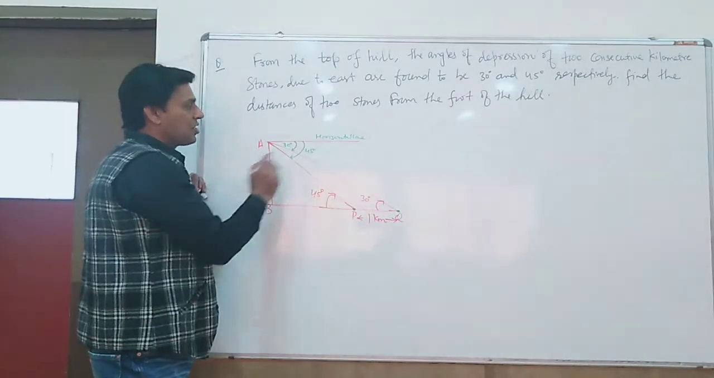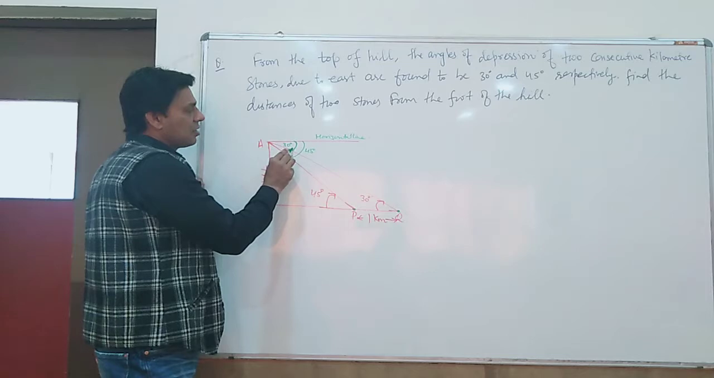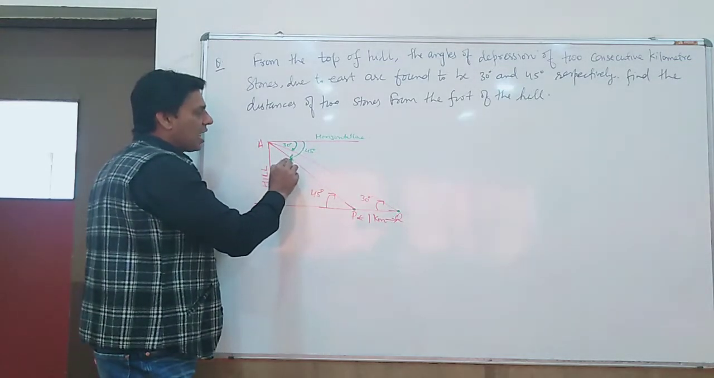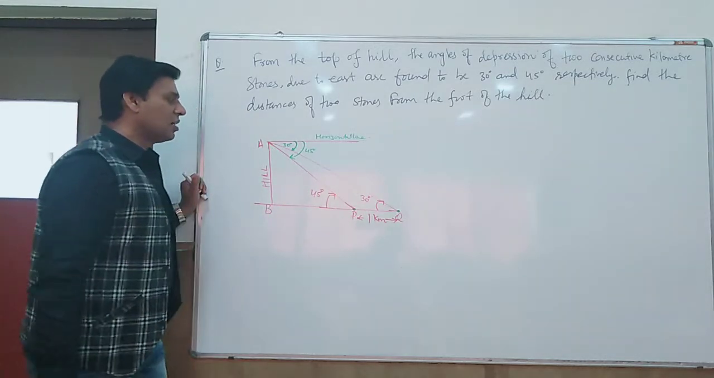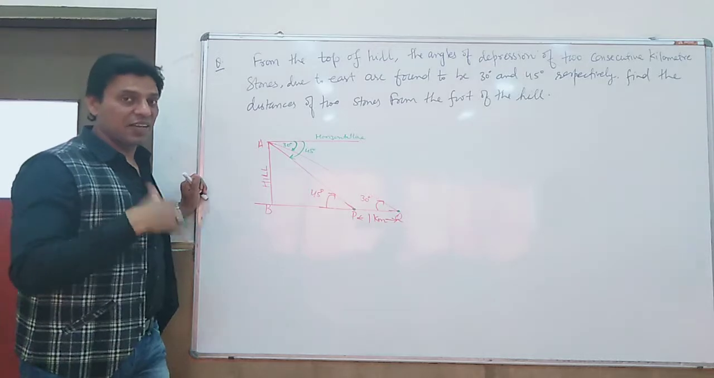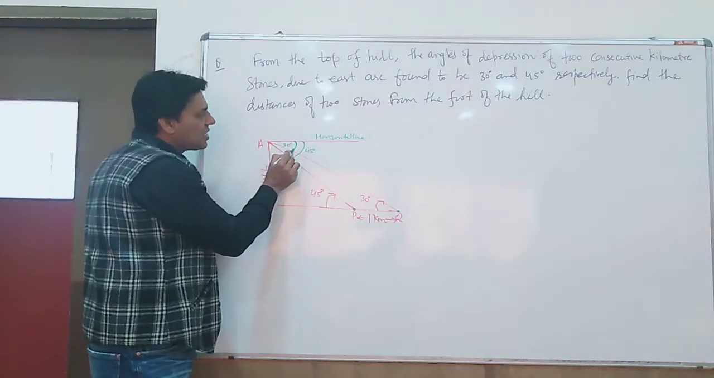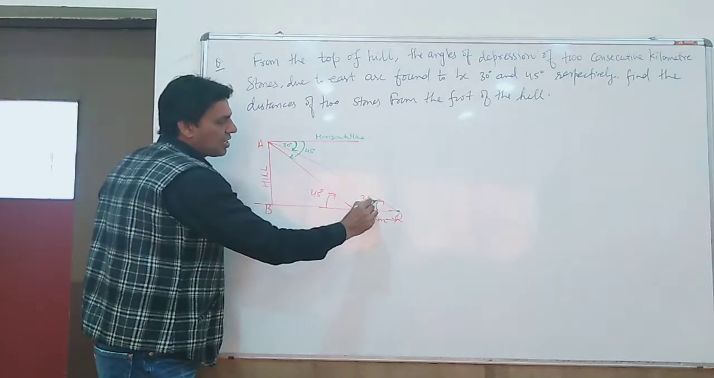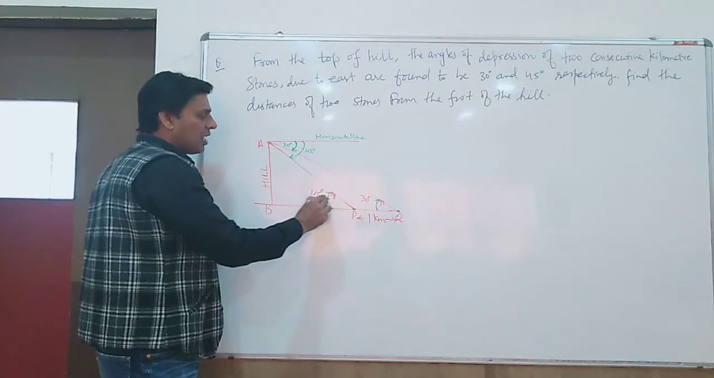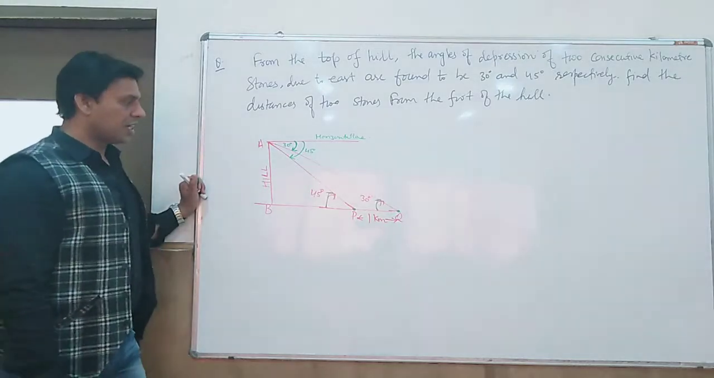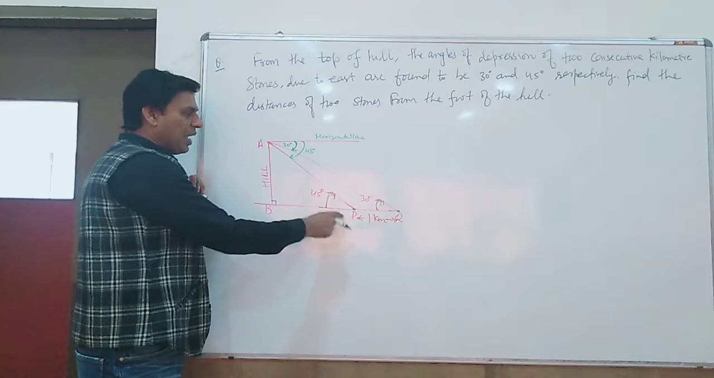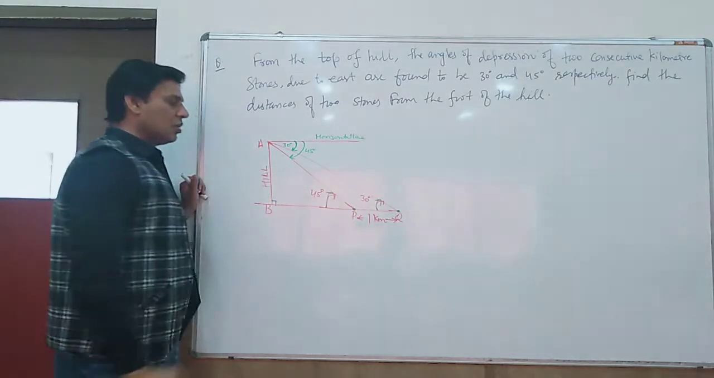So the angle of depression of the far stone is 30 degrees, and of the near stone the angle of depression is 45 degrees. I told you in the beginning of the lesson that we have to take alternate interior angles. So if this angle is given as 30 degrees, obviously this angle will be 30 degrees. Similarly, this angle is 45 degrees, so this angle is also 45 degrees. So now we have two right triangles, ABP and ABQ.